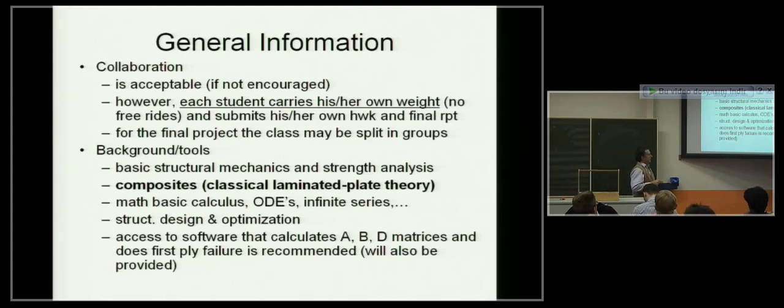It would be nice to have access to a software that calculates the ABD matrices. It will become clearer later on for those who don't know what those ABD matrices are, and that does first ply failure. If you don't have access, we will provide you with access. I strongly recommend to write your own code, whether it's just for this course or if you intend to take the follow-on course later on. You will need a code that you have written and you know what it does, and you can trust it for calculating stiffnesses, the ABD matrices, and for calculating first ply failure.